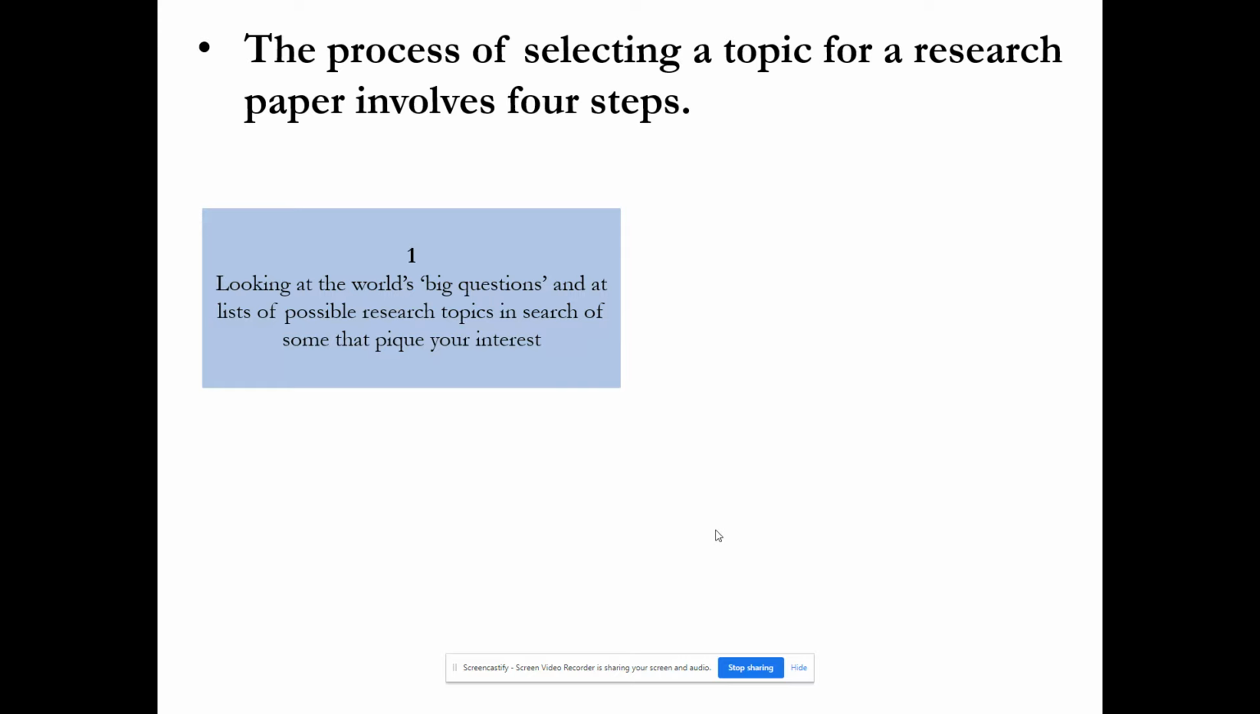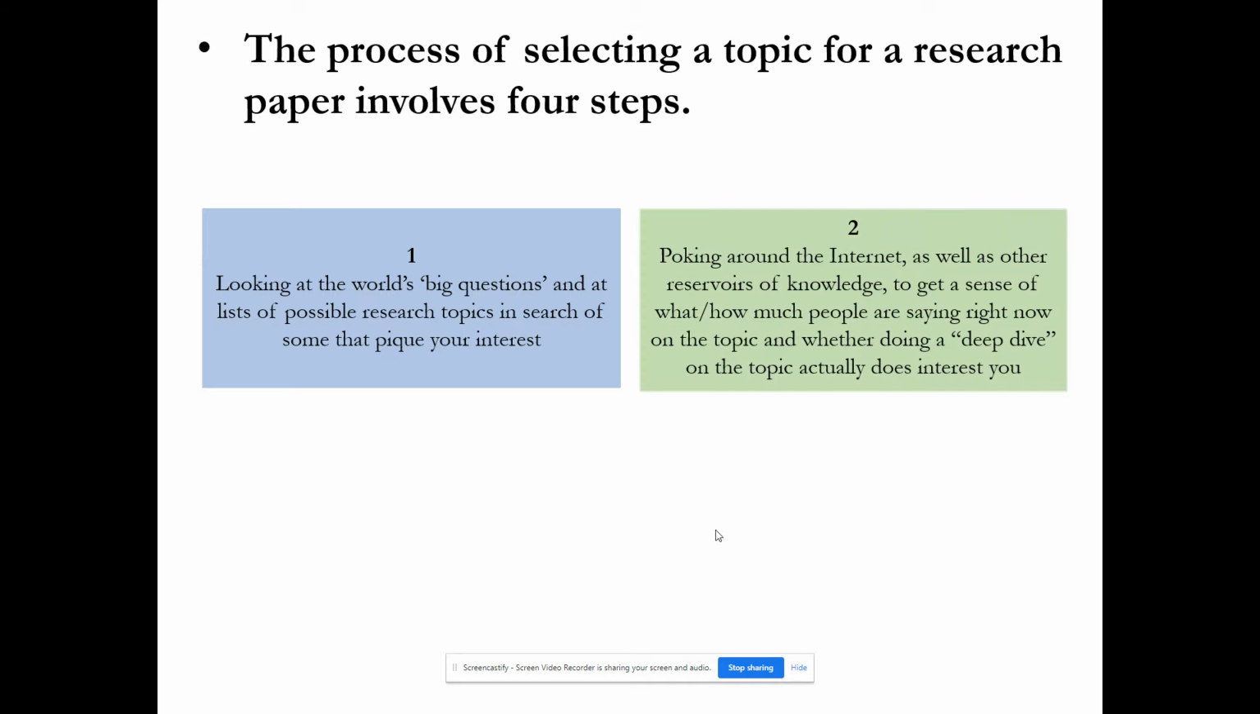There are 4 steps to the process of selecting your topic and refining it to be ready to actually get started in writing your paper. So the first step is just getting a sense of the things your paper could be about, right? So you're looking at the world's big questions. You're looking at pre-constructed lists of research topics, and you're looking for something that piques your interest.